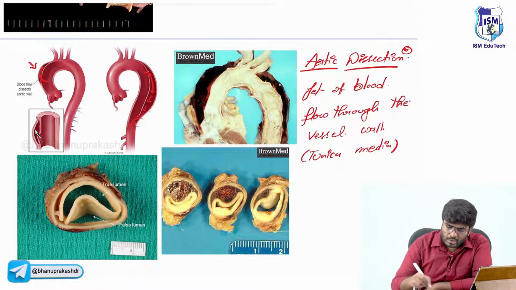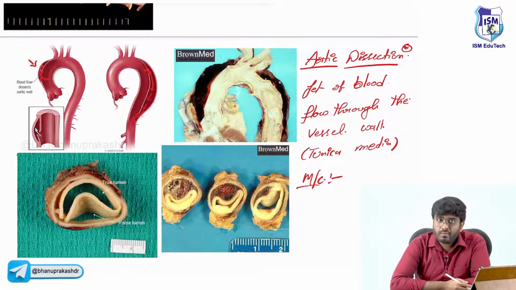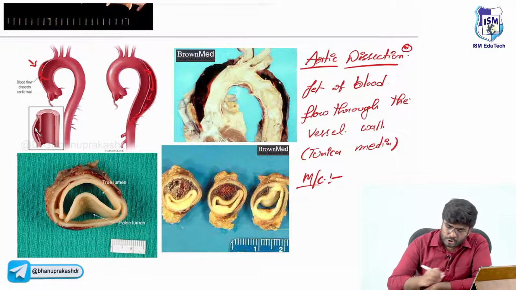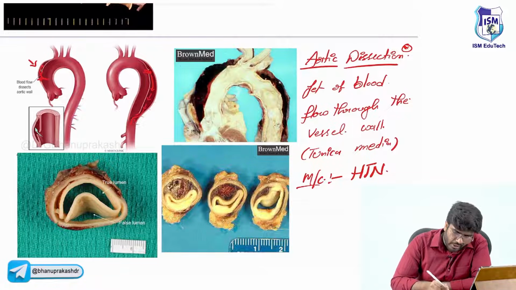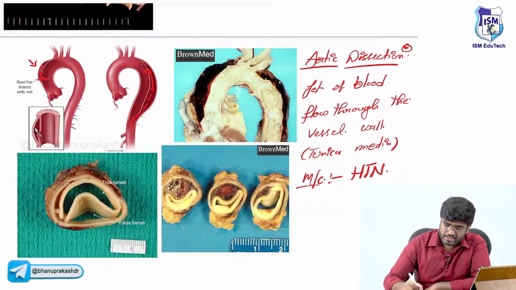Tunica media. Now, question, sir. What are the most common causes? Why aortic dissection? What are the causes of aortic dissection? The most common cause of aortic dissection, an MCQ in your exam, is hypertension. If there is hypertension, the vessel wall will be damaged, and this blood will start to enter into the tunica media. So that's the hypertension, sir.